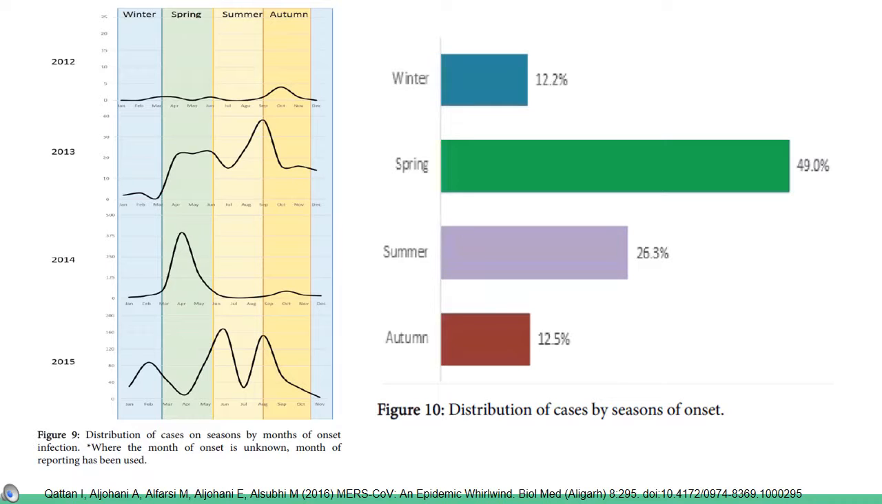The figure on the left showcases the seasonal variation in the occurrence of MERS-CoV cases in Saudi Arabia. It is the distribution of cases by season and by month of onset of infection. It indicates that more cases occur in the spring, with 36% of the cases. The figure on the right also displays the distribution of cases by season of onset. This figure demonstrates that most of the cases were infected in spring, which indicates that the spreading of MERS-CoV differs and is associated with season.